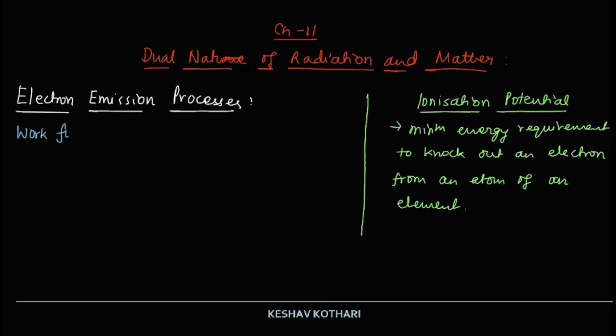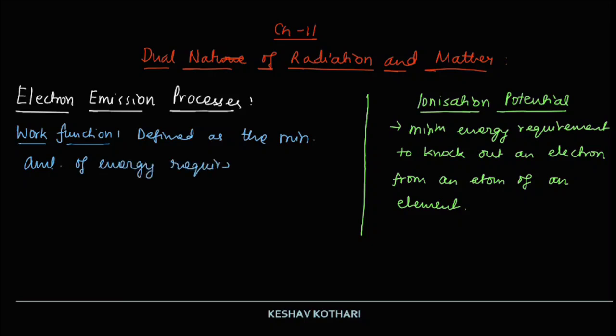And when I talk about work function, then I define it as the minimum amount of energy required to bring out an electron from the surface of a metal. So it is defined as the minimum amount of energy required to knock out an electron from a metal surface. So this is where the distinction between the term ionization potential and work function is established.